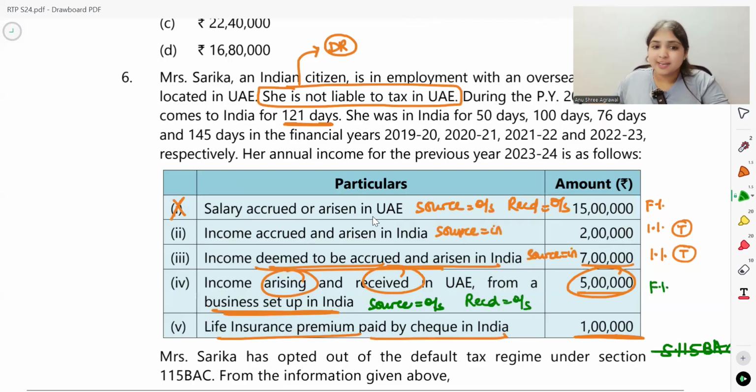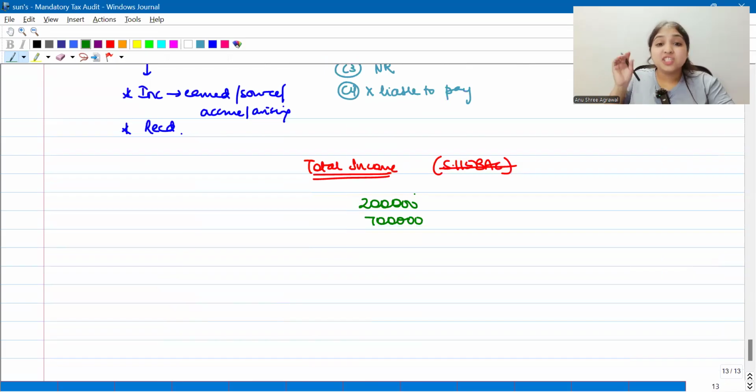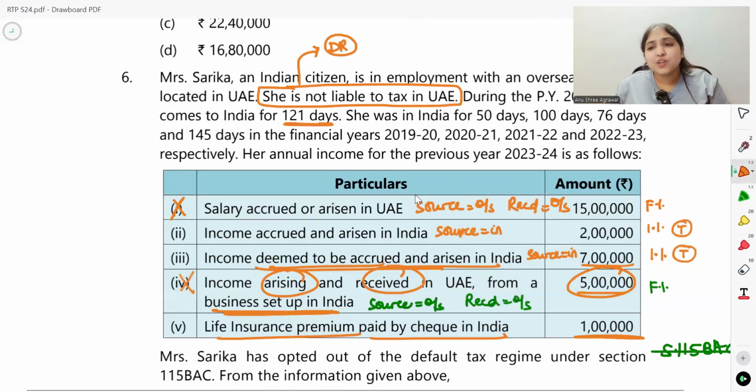It becomes a foreign income and I will not consider this income for my non-resident assessee. Do not get confused. What we did over here, this calculation was only to check this 15 lakh criteria. Generally, when do you consider income from business set up in India, income from profession set up in India? Only for RNOR, not for NR. Only for RNOR. So that is why the assessee is NR over here.